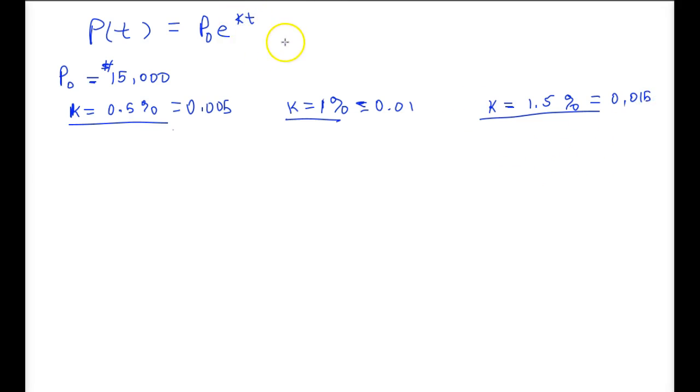Now T is time, and time will be in years. If you're given time in fractions of a year, then you would have to use a fraction. So if you wanted 6 months, that would be a half of a year. Or if you wanted 3 months, that would be 1/4 of a year.